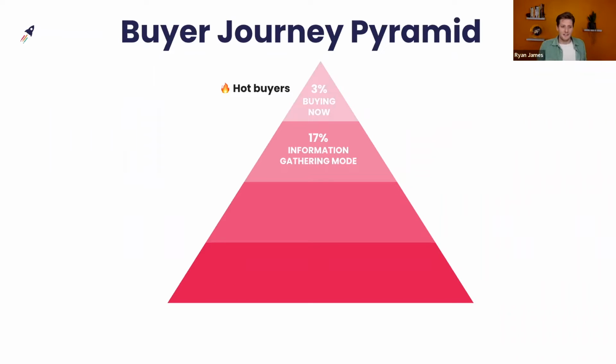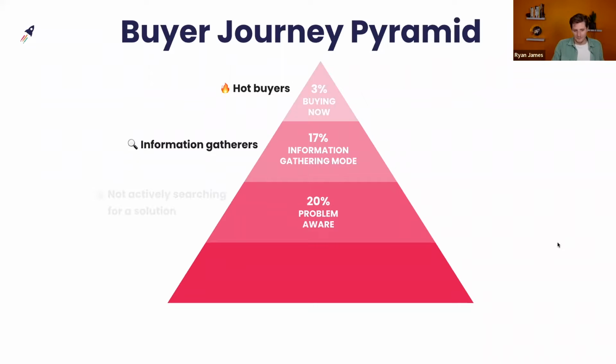Then the next stage down is you have 17% of people in the information gathering mode. So they have decided that they've got a problem that they want to solve, and they're currently looking for vendors. They're doing demos, they're speaking to people, and they're on their way to making a decision. So that's a great place for people to be. But again, it's a relatively small chunk of your market. So if you make up these top two areas, it's only 20%. And that's the 20% that most companies are targeting. They're totally overlooking the bottom 80%.